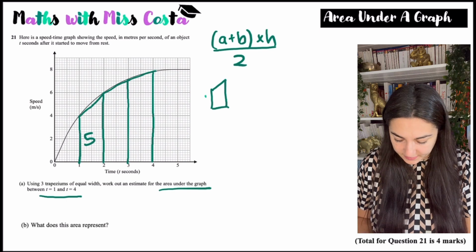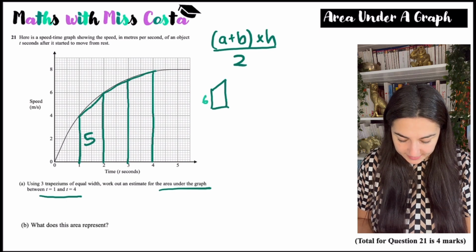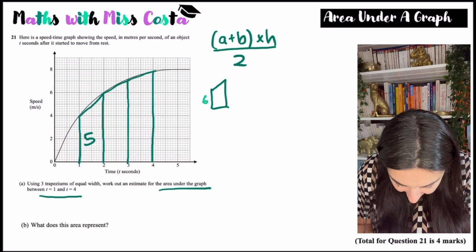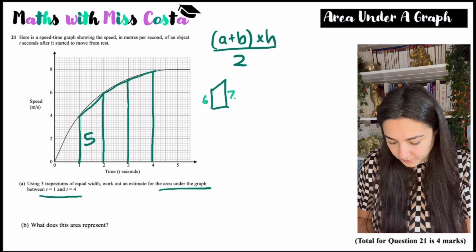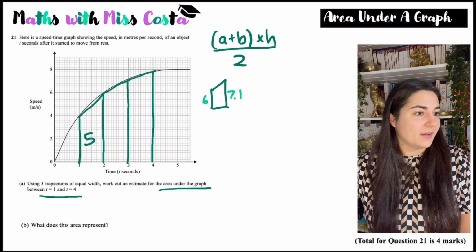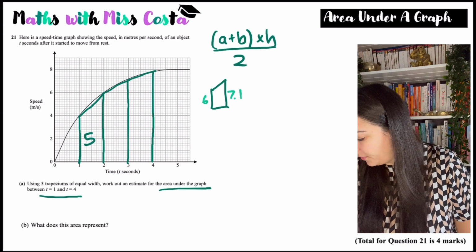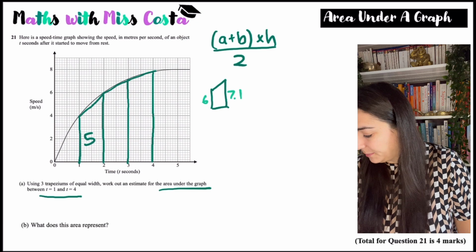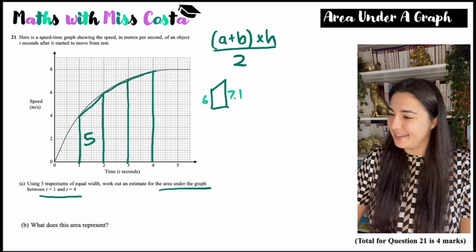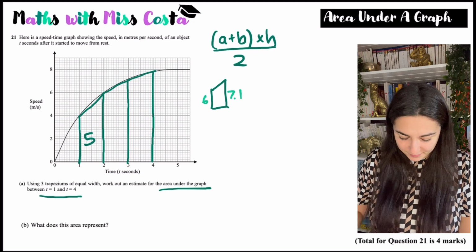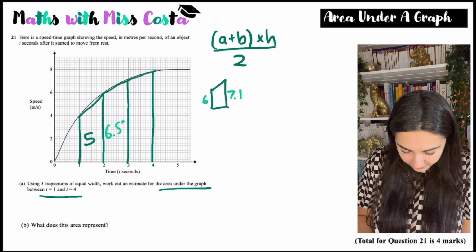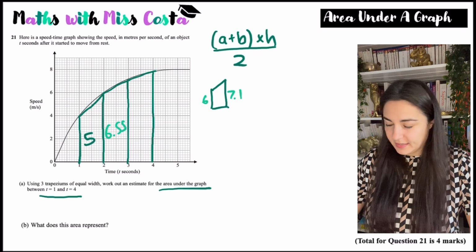A height of side of 6 and a side of, what's that? I would say that's 7.1. Where's my calculator gone? So 6 plus 7.1 times by the height, which is 1, divided by 2, which is 6.55. So 6.55.